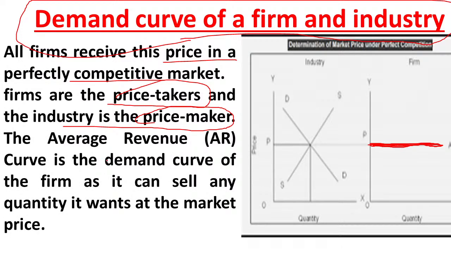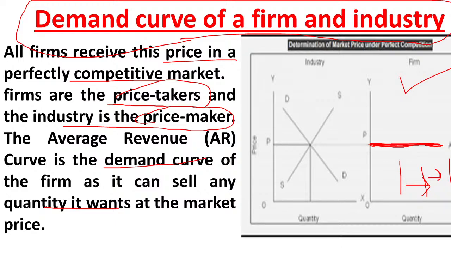The average revenue curve is the demand curve of the firm, as it can sell any quantity it wants at the market price. Producers can sell any quantity. They can sell more quantity to earn more profit, but at the same price. They cannot change the price here. So this is about the firm's demand curve in a perfect competition market.